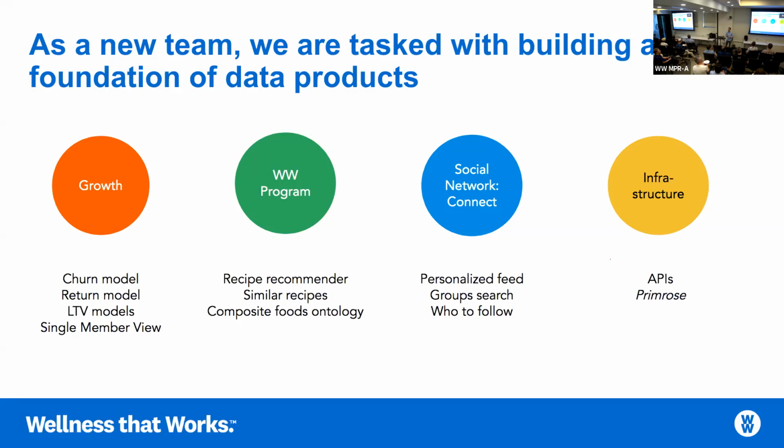On the program side, these are core data products. These are our recipe recommendations, similar recipes, composite food ontology, where we break food strings into the composite food items that they consist of. So if someone tracks coffee with 2% milk, we need to be able to understand from that string that it constitutes coffee as a main item and 2% milk as a sub item. And that metadata is a project that we're working on.